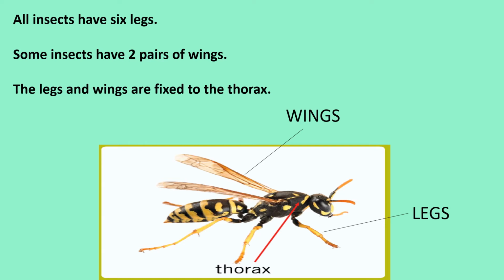A few insects have wings with them and a few do not have wings, and the legs and the wings are fixed to the thorax. Here in the picture also you can see the part with the red arrow is the thorax, and all the 6 legs are attached to the thorax, and the wings also are attached to the thorax.